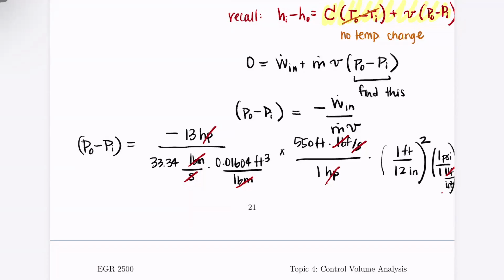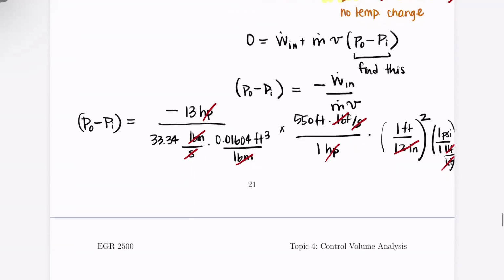Our square inches cancel, and our feet. Oh, yes. Okay. So we have feet squared times feet is feet cubed, and then divided by feet cubed. So this all gives us PSI in the end, and we get 92.85 PSI.